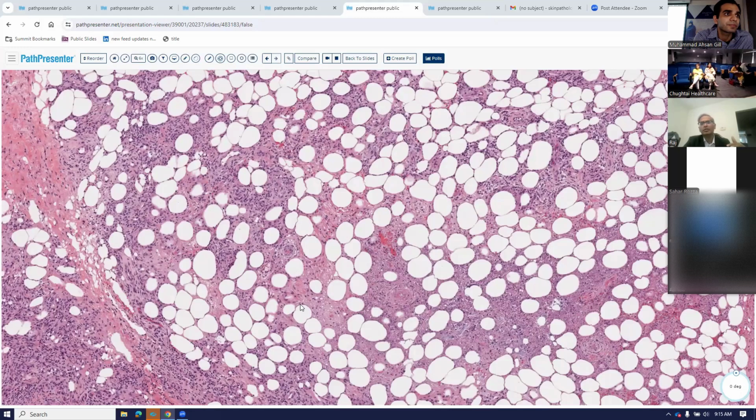But the inflammation and the necrosis is mostly related to the lower part of the subcutis and the fascia, and that is the necrotizing fasciitis.